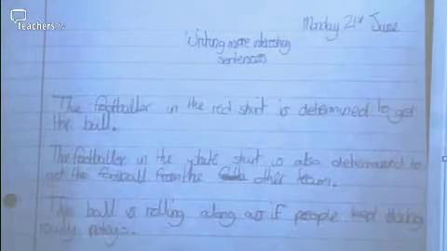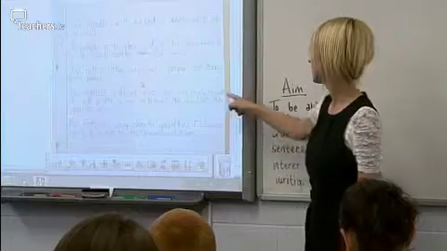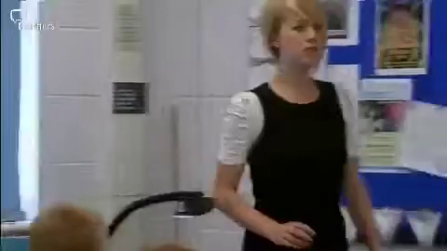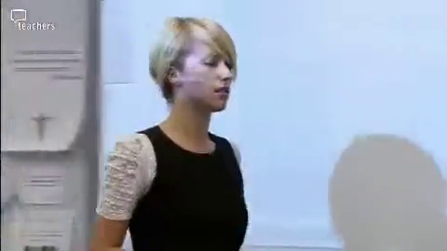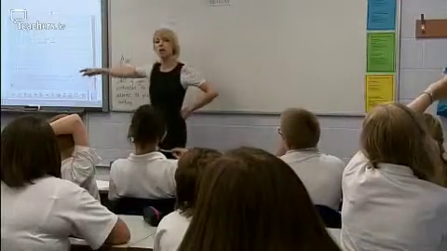Okay, I think I'm going to have Jo read out the first one, and get you to read out the next one, all right? The footballer in the red shirt is determined to get the ball. The footballer in the white shirt is also determined to get the football from the other team. Has anyone noticed something about some of Jamie's sentences? Who spotted a bit of a pattern with some of Jamie's sentences? Go on, Martha. Most of them start with the footballer.